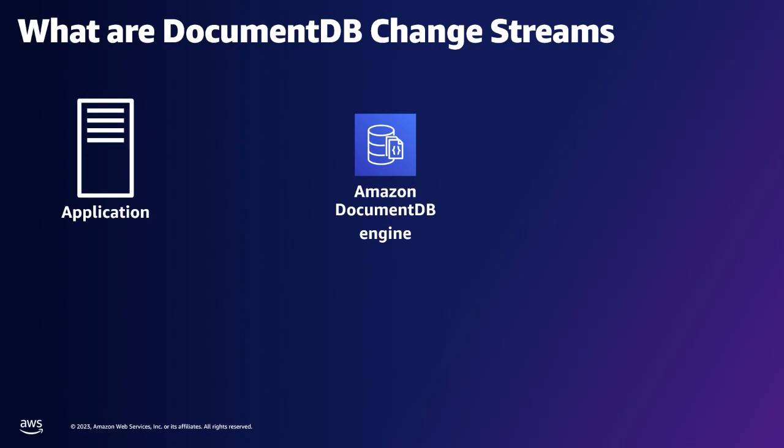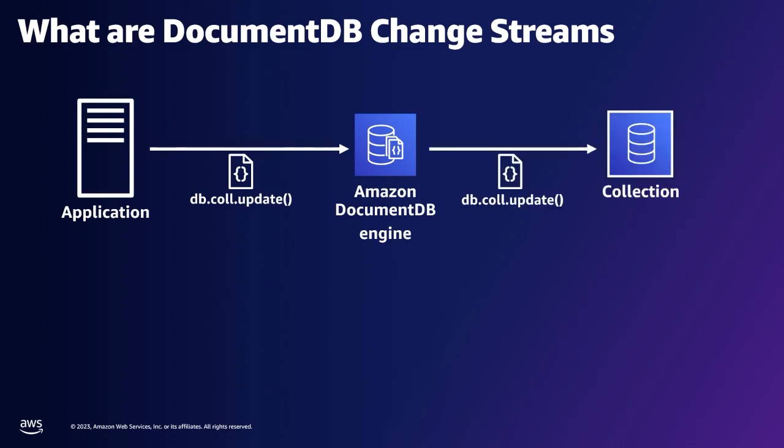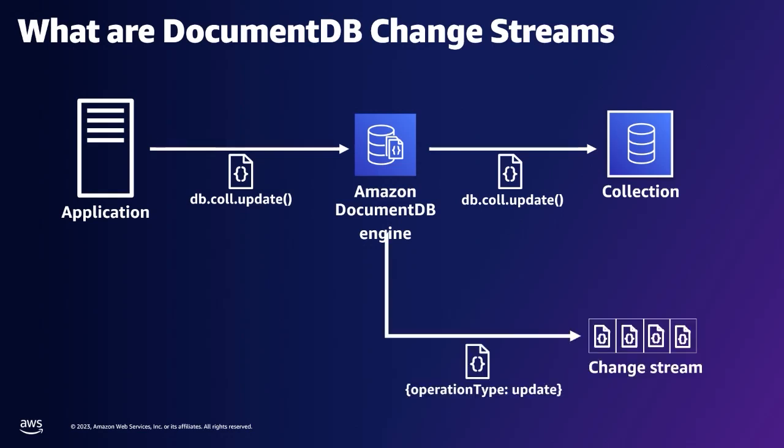Now let's talk about how change streams are created. You have an application that writes data to the Amazon DocumentDB engine. In this example, the application is sending over an update command. DocumentDB will first make sure that the data is written or updated in the storage as well as the cache. And at the same time, once it has persisted the data, it will also persist that event which captures the data change in change streams, which are stored in a storage layer.